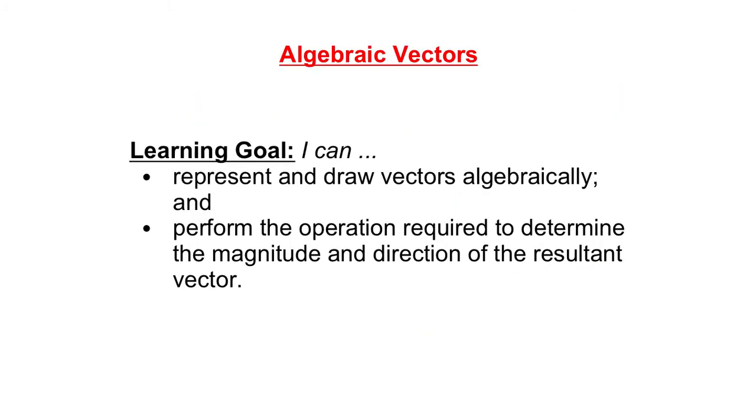In the previous lesson, we looked at geometric vectors. Well, this time we're looking at algebraic vectors. So this is just a different way of looking at vectors and a different way of finding the resultant. Okay, so we're basically going to accomplish the same goals here. We're going to represent and draw vectors algebraically instead of geometrically, and then we're also going to perform the operation required to determine the magnitude and direction of the resultant vector. Okay, so we did that in the last video using geometry. This time we're going to use algebra.